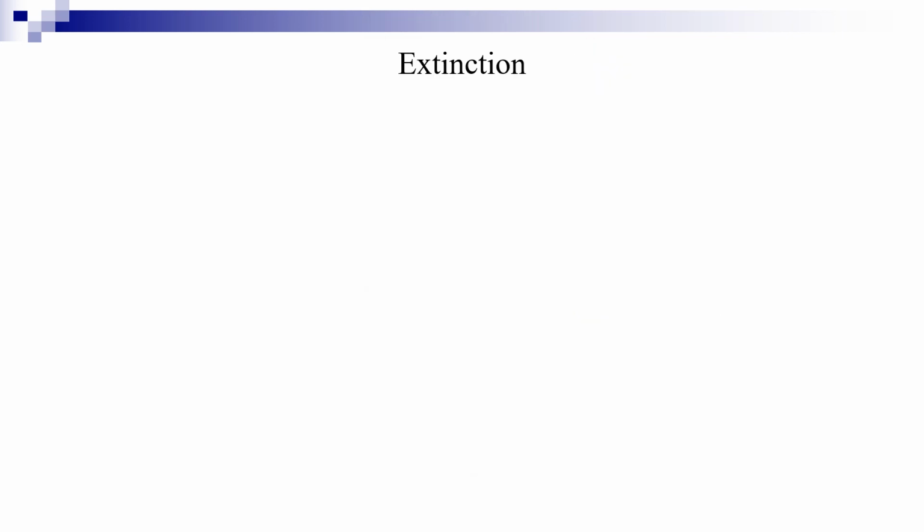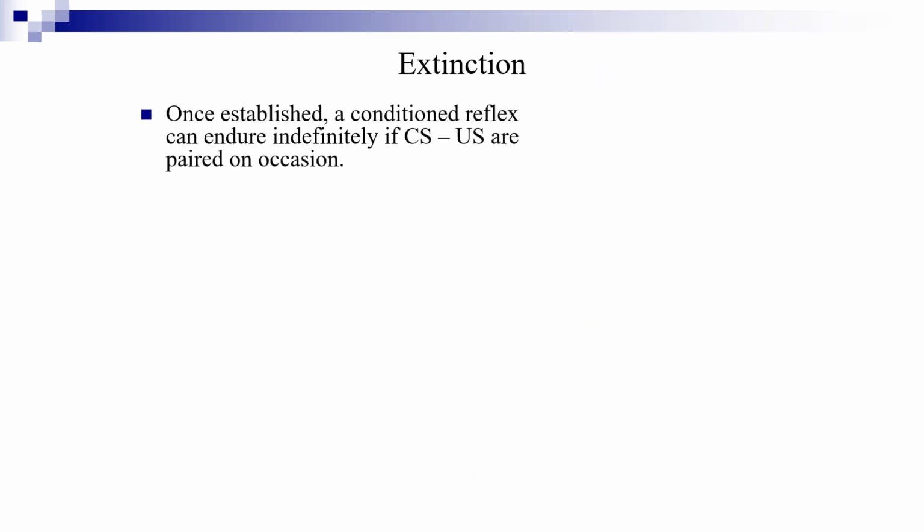The last thing we'll discuss is extinction, and what we know is that once established, a conditioned reflex can endure indefinitely if the CS and US are paired together on occasion. Now we know that once we're training a reflex, if we're trying to get conditioned reflexes to occur, we want the CS and US to be paired together always, and we want many pairings. But once we get the conditioned reflex occurring, we can pair the CS and US together on occasion to maintain that behavior.